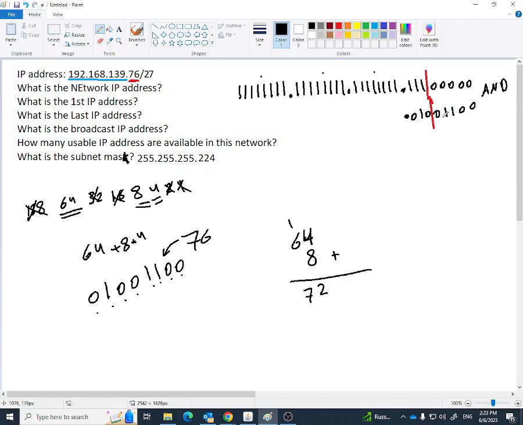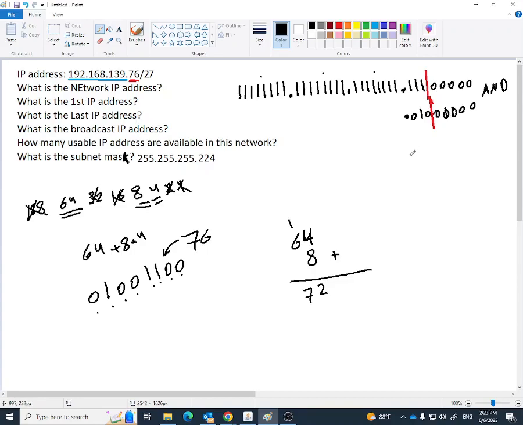Another way to get this done: whatever you have after the red line that I have here, just set it to 0 and you'll be fine. Keep whatever you have to the right of that line set to 0. Whatever you have to the left, keep it as it is, and you should be good. So that simply means if I want to know the network IP address, I just have to convert those into zeros.